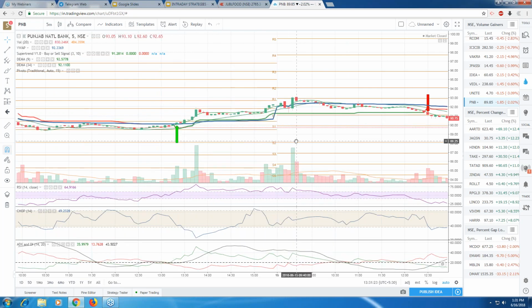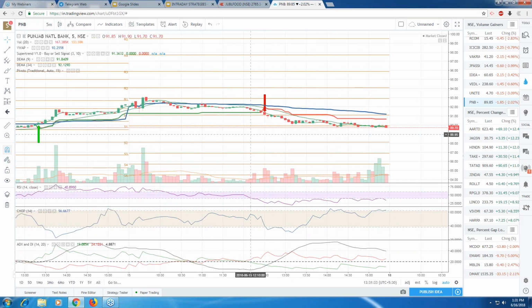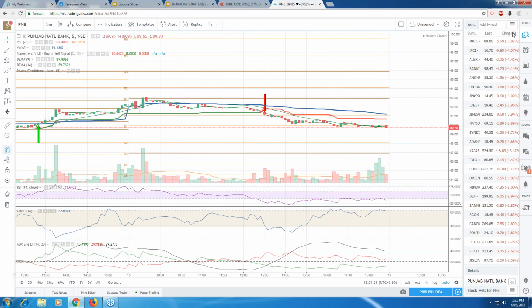So this is 1220. That is when you get the first candle, and the moment RSI is below, wait for choppiness to come below. You can sell somewhere here at 91.2, and the stock came down to even 89.7, right? This is PNB. So this is from volume gainers. You can take it from here as well. You can arrange your data in ascending or descending order.